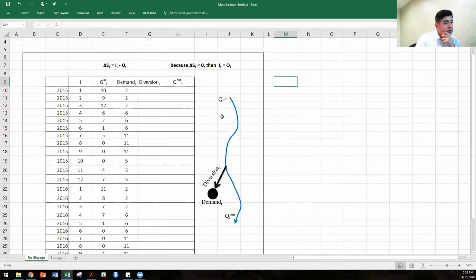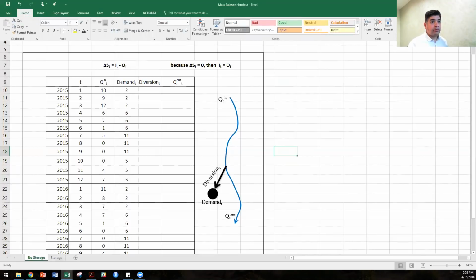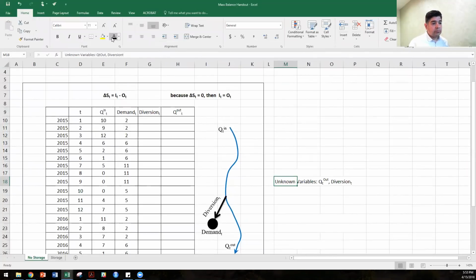there is no reservoir storing the water of the river. So then the change of storage is equal to 0. So whatever water is coming in has to be equal to the water that is going downstream or outside of the river. Okay, so let's start here. As I was mentioning, this is a mass balance problem that we are going to use to solve for this system.